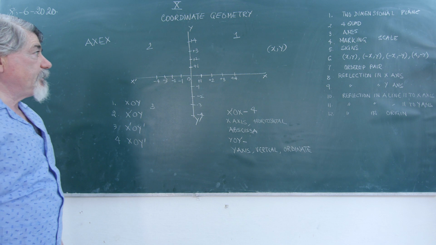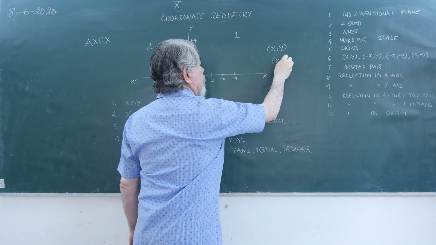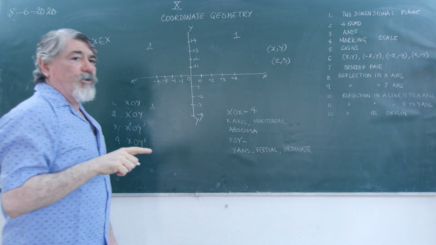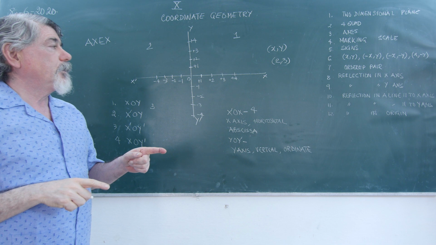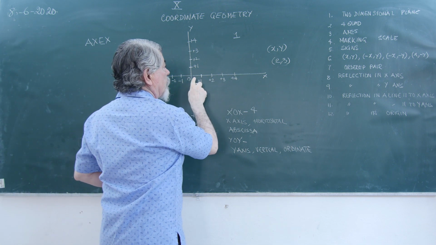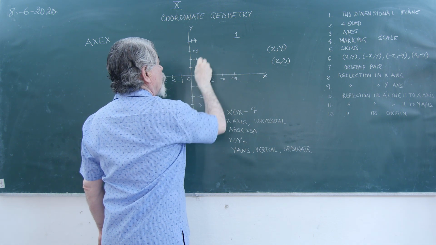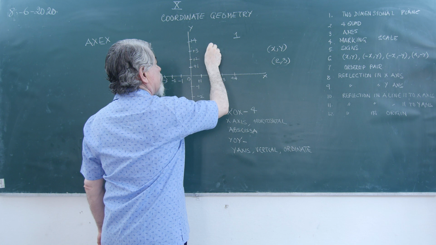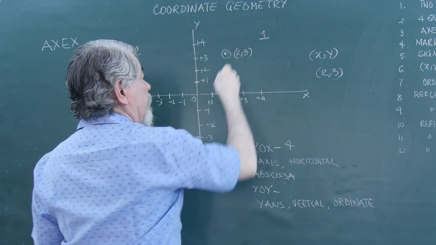What does x, y mean? Suppose I have to plot the point (2, 3). The first number in the ordered pair will always be x. The second coordinate will be y. x is +2, so I'll go along the x-axis 2 and then along the y-axis +3. So this point will be (2, 3).